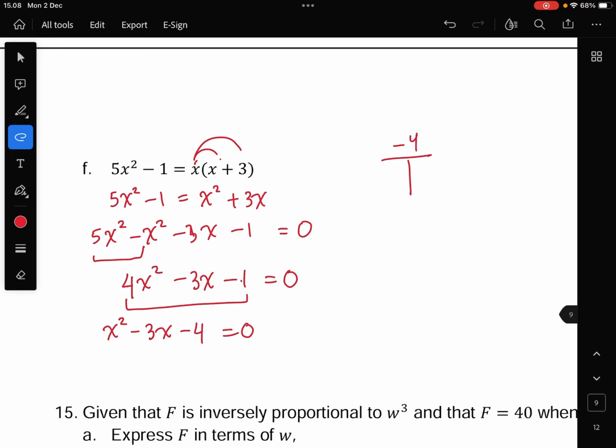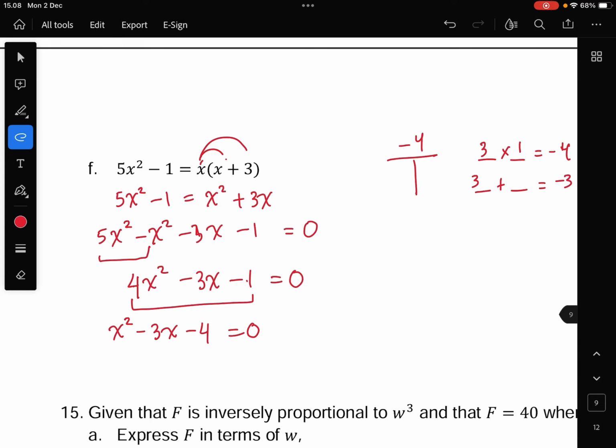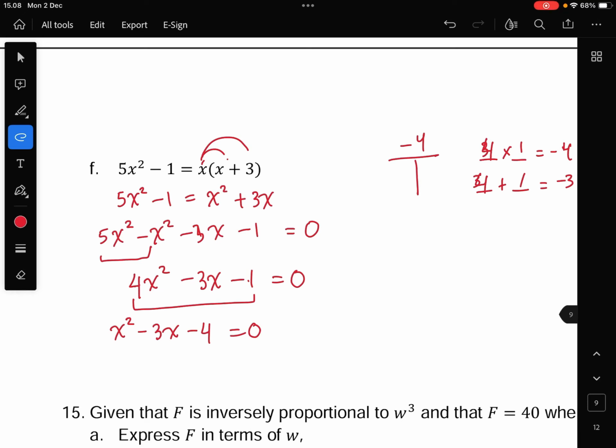Find the factors of negative 4. When you multiply them, you get negative 4. When you add them, you get negative 3. Okay, so we have 3 and 1, I guess. 4 and 1. I will erase it first. 4 multiplied by 1 is 4. We need one of the answers to be negative, so you will have a negative 4 there. And then you will have (x minus 4)(x plus 1) equals 0.